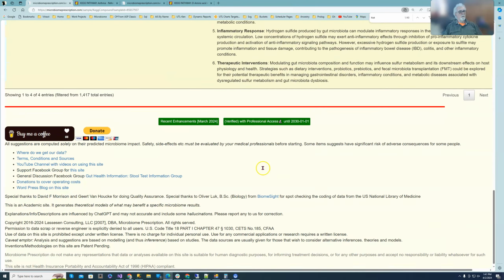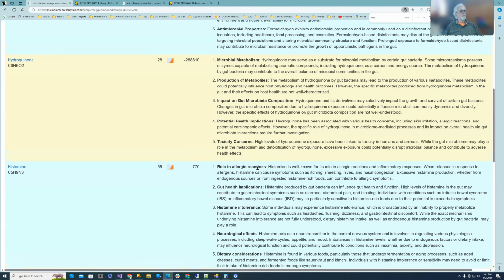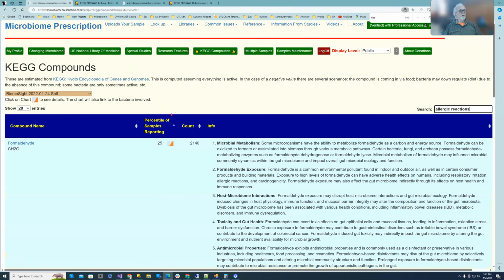And I have 4 involved with allergic reactions: histamine, hydroquinone, and formaldehyde. You may not have been aware that the other compounds could be involved with an allergic reaction. Okay, so that's it. Explore. There are still some blanks in terms of the data, but those are being gradually filled every day as I upload the data.